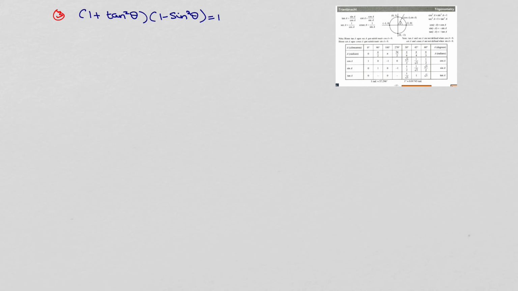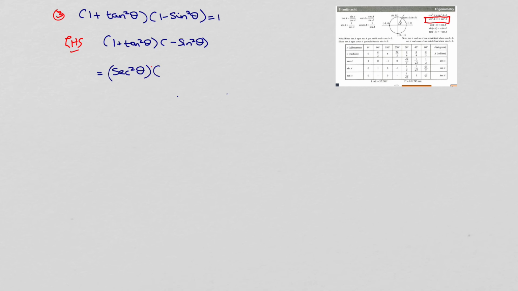So this is the third example here. We have 1 plus tan squared theta multiplied by 1 minus sine squared theta is equal to 1. So again, we take the left-hand side, which is 1 plus tan squared theta times 1 minus sine squared theta. And I want to show that that's equal to 1. So if I go to page 13 in my tables, I can see that 1 plus tan squared theta is equal to sec squared theta.